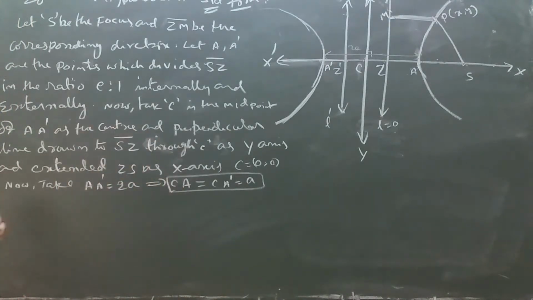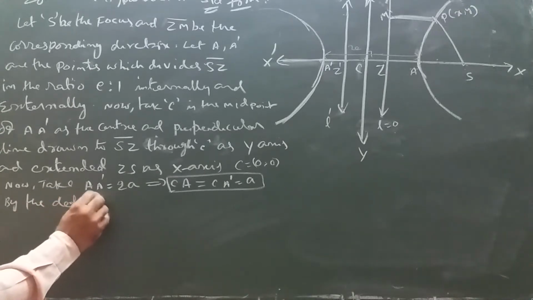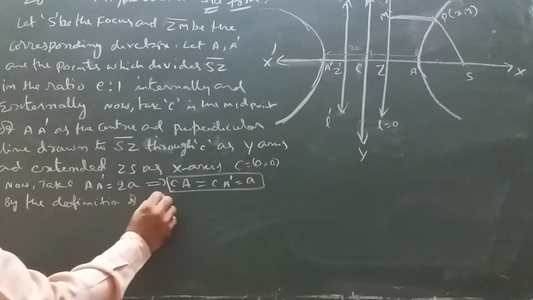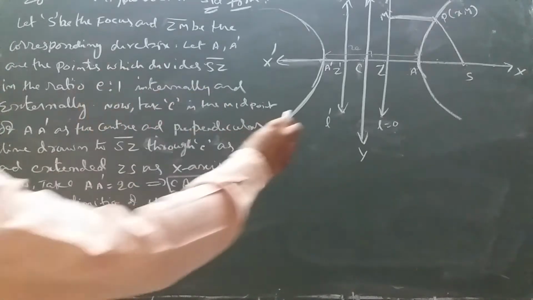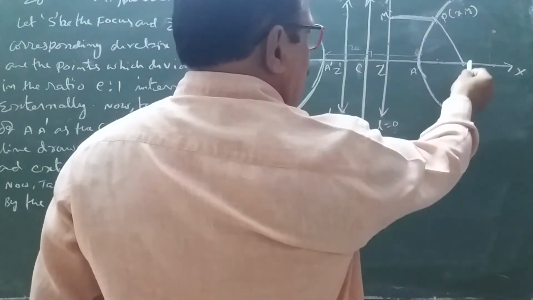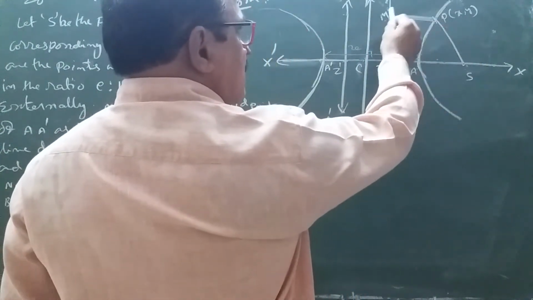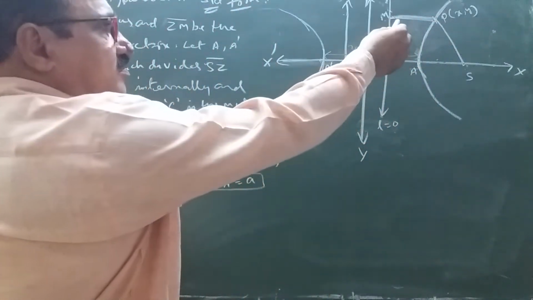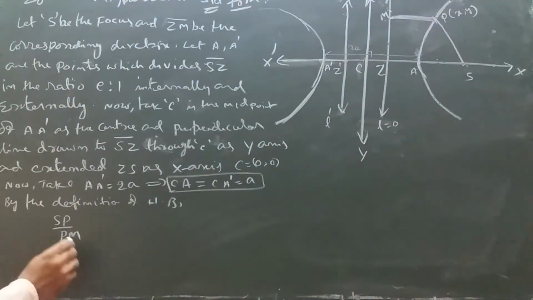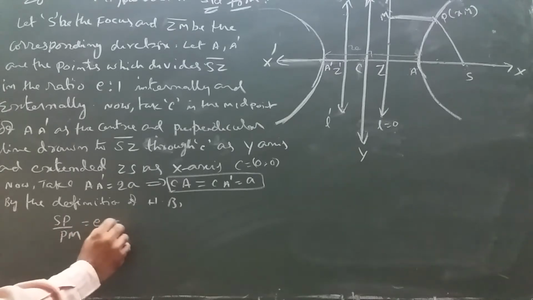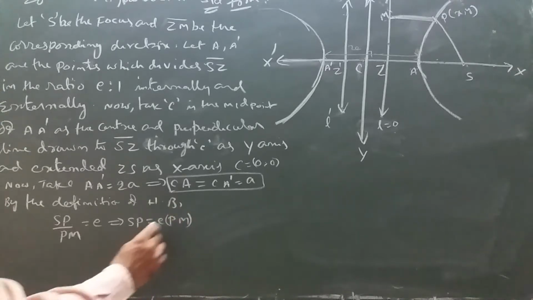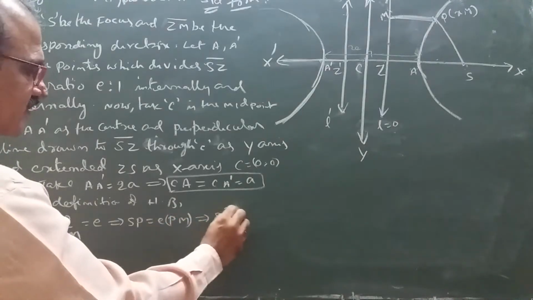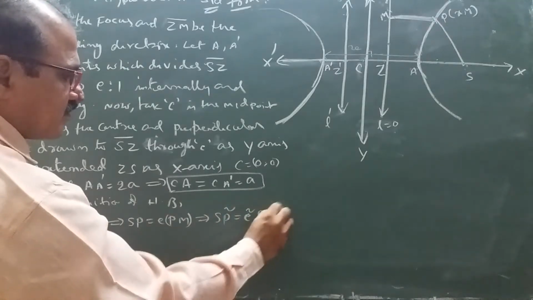Okay. By the definition of hyperbola, SP by PM, that means the distance from the fixed point to the point P, and the distance from P to the directrix, PM, is equal to e. That implies SP is equal to e times PM. That implies SP square is equal to e square into PM square.